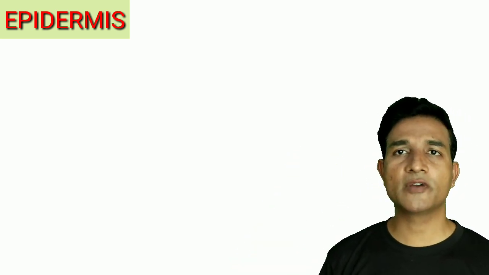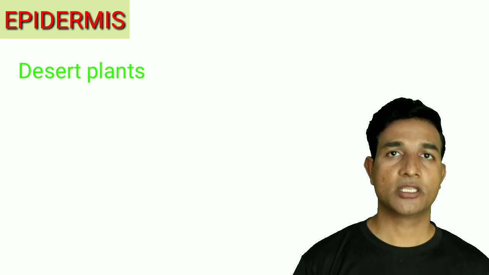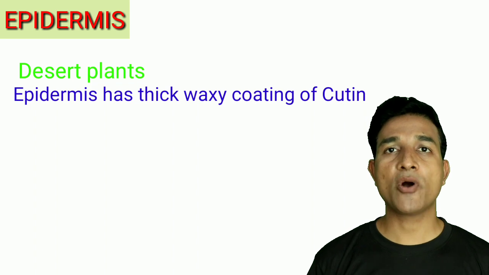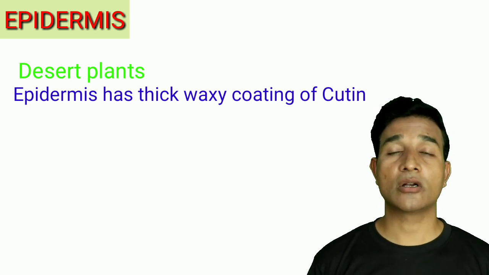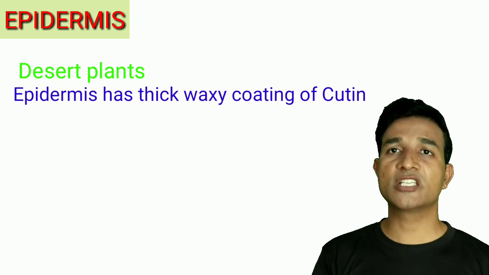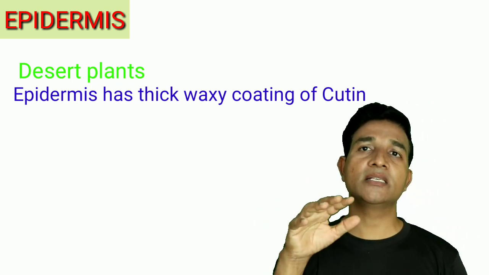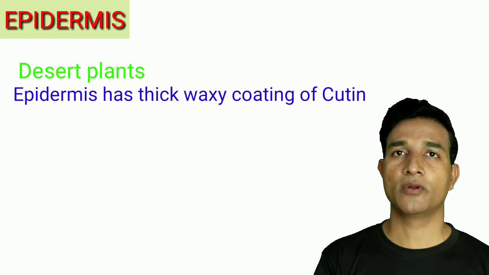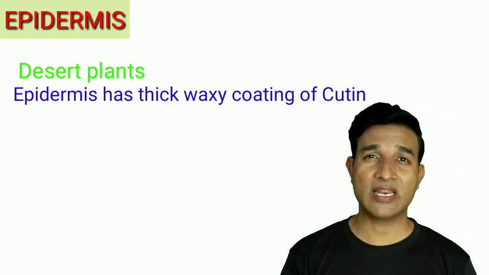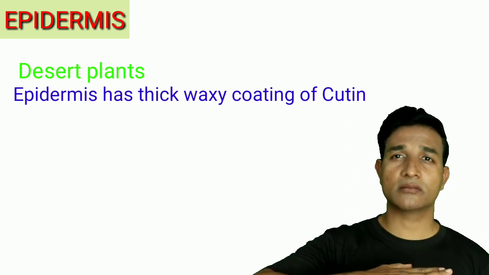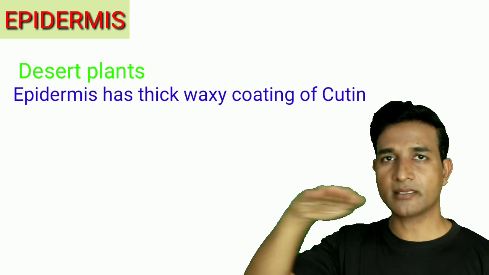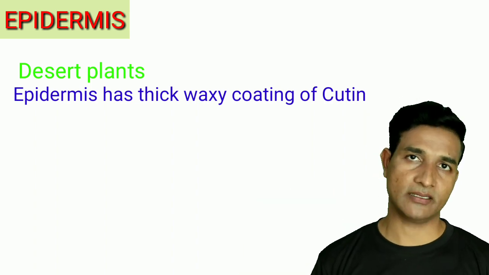And in some plants, when you take desert plants, the epidermis has a thick waxy coat made up of cuticle. It's called cutin, and that's also a chemical substance present on the leaf, which acts as a waterproof layer and will not allow the loss of water. As there is very high temperature, there is a chance of losing more water. So this cutin protects the leaf of the desert plants.